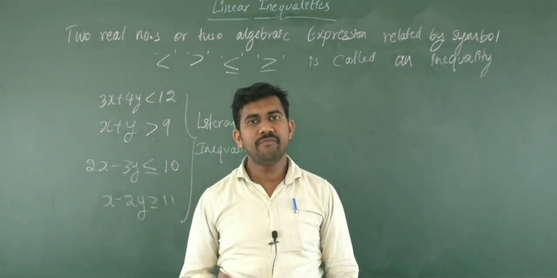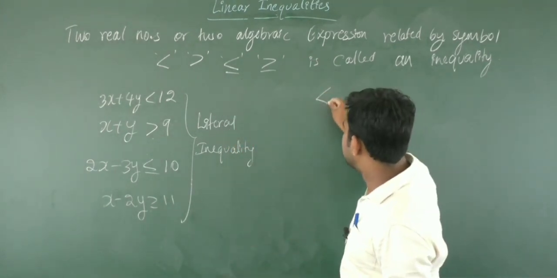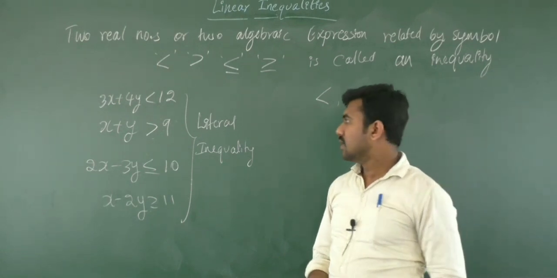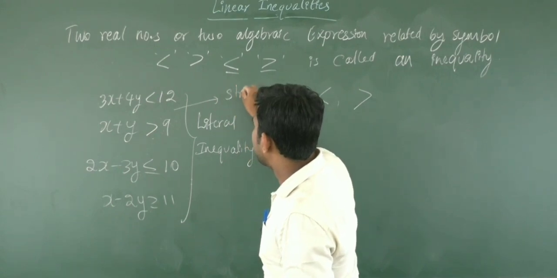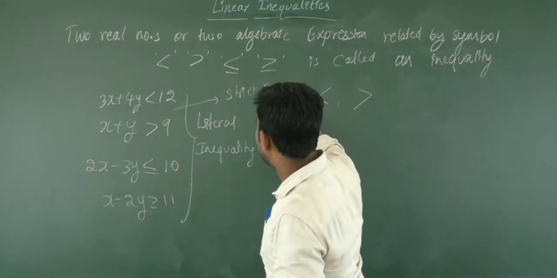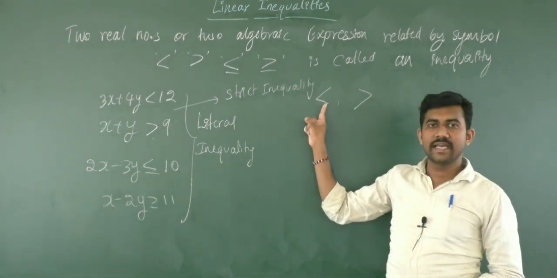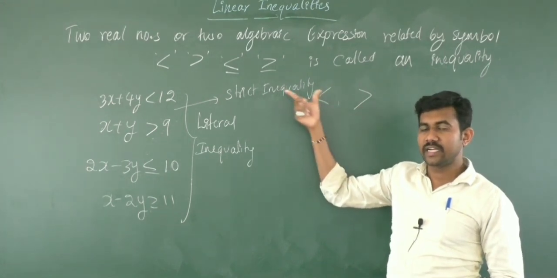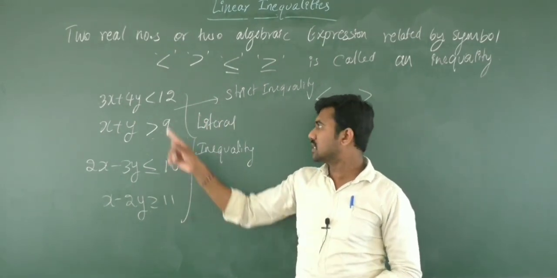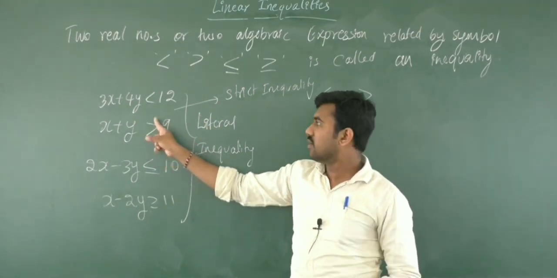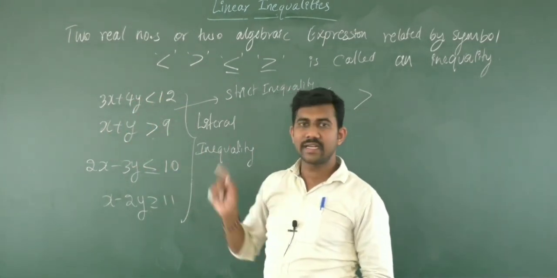Here, if you consider an inequality with the symbol less than or greater than, in these two cases it is a strict inequality. If the inequality contains the symbol less than or greater than, then it is called a strict inequality. Strictly less than, strictly greater than. You can say 3x plus 4y is strictly less than 12, x plus y is strictly greater than 9.